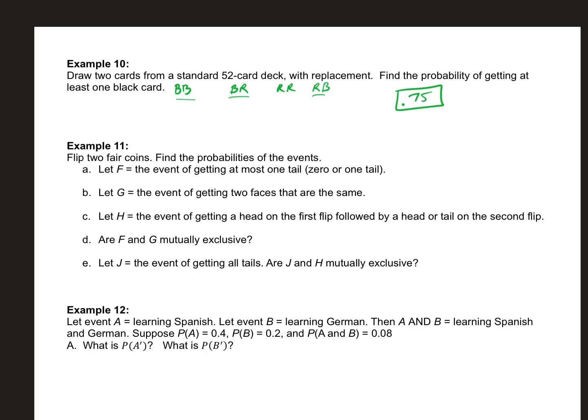What if we don't know anything? Example 11, flip 2 fair coins. Find the probability of the events. I want you to do these on your own. You got this. First of all, write out your sample space.